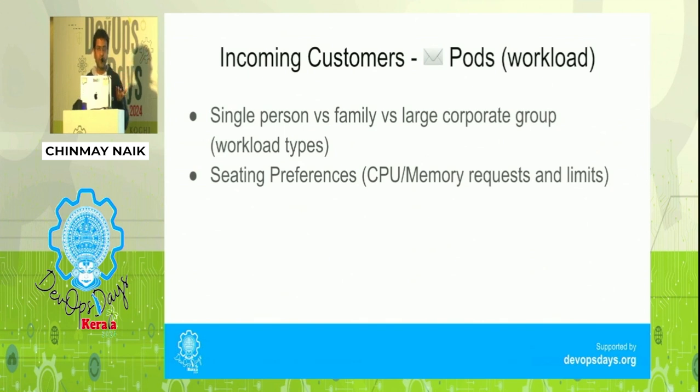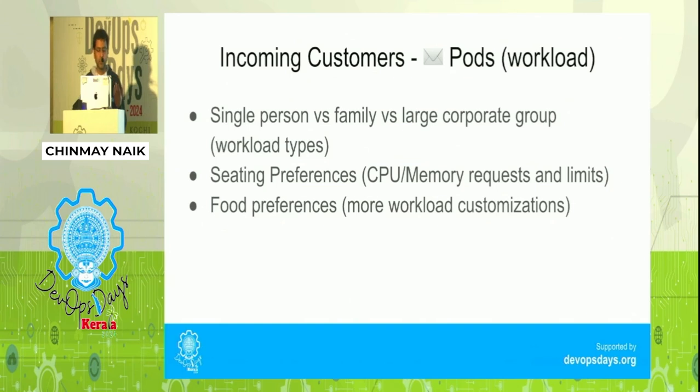You have seating preferences, which is, okay, I need a bigger table, or I need a smaller table, or I need a table with a salad bar sideways, or a coffee, whatever, right? That is your CPU, memory and other kinds of limits and quotas that you set on a pod. Then your food preferences. You may say, I only eat vegetarian, or I'm a Jain, or I'm allergic to some particular type of food, so I need that kind of customization, right? So there's more workload customization from the Kubernetes point of view.